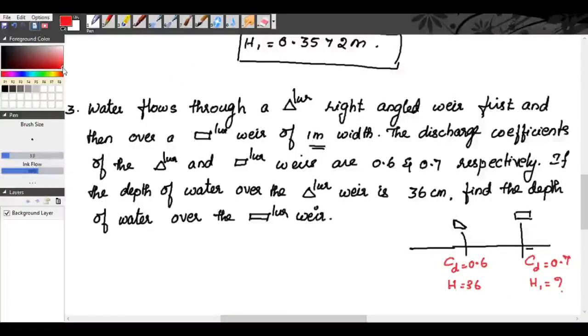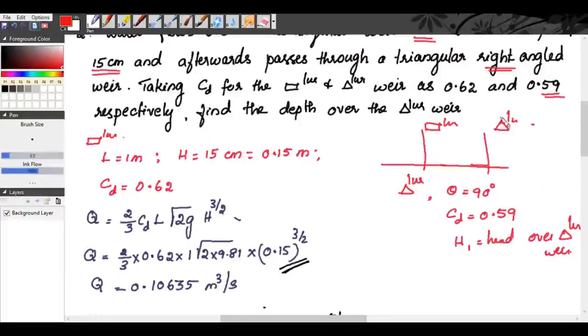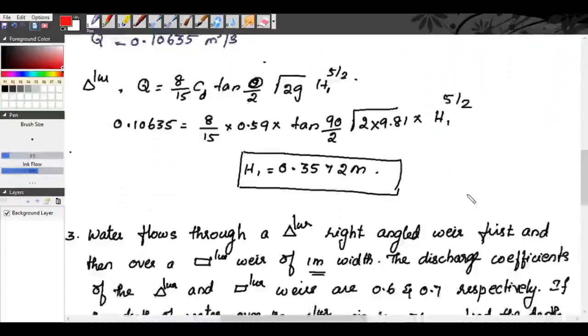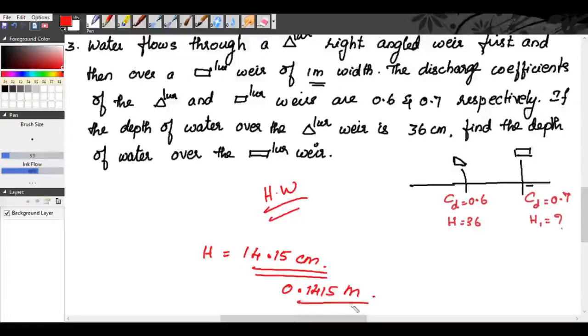So how can you solve this problem? See, similar to the previous problem. Previous problem you took rectangular weir first. Second we took the triangular weir. Here first is the triangular weir and then is the rectangular weir. The discharge will be same for both the weir. So the concept is the same. You can solve this as homework. The answer is head over the rectangular weir will be equal to 14.15 centimeter or 0.1415 meter.